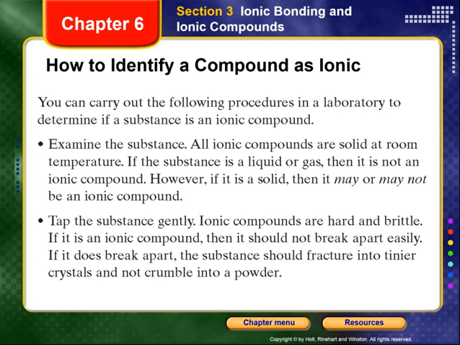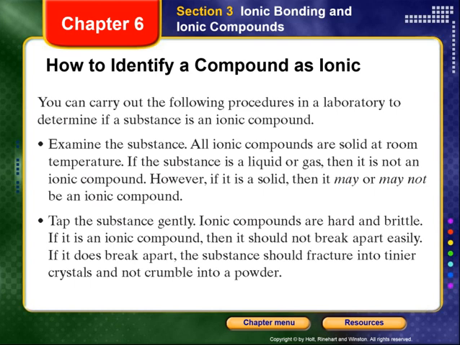So if you're ever doing some sort of dichotomous key and you're trying to identify whether a particular unknown compound, a particular sample, is ionic or not, we're going to examine the substance. Now, all ionic compounds are solid at room temperature. Like we saw, those incredibly high melting points are not going to be satisfied at room temperature, so they'll be solids. Now, if that substance is a liquid or a gas, then it's clearly not an ionic compound. However, if it's solid, it doesn't mean it's automatically an ionic compound.